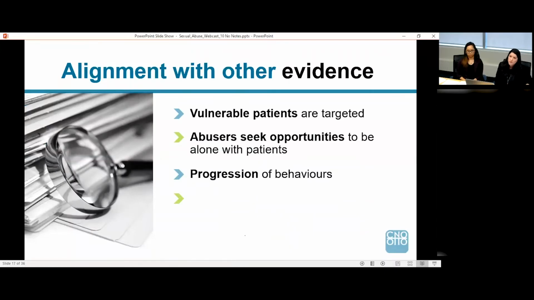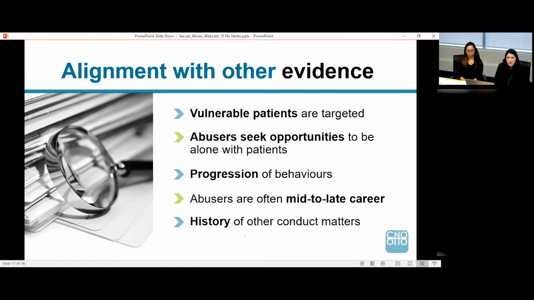Our research was one form of evidence that has informed this work. We looked at CNO's research findings in comparison with other forms of evidence, and I've highlighted on this slide some areas of commonality. Vulnerable patients are targeted. Healthcare providers seek opportunities to be alone with the patient. And there is a progression of behaviors before sexual abuse. Again, this is an opportunity for prevention if we can understand what some of these behaviors are. Healthcare providers are often mid to late career, and they often have a history of other conduct matters, and these aren't necessarily matters that have come to CNO. They could be workplace conduct issues.